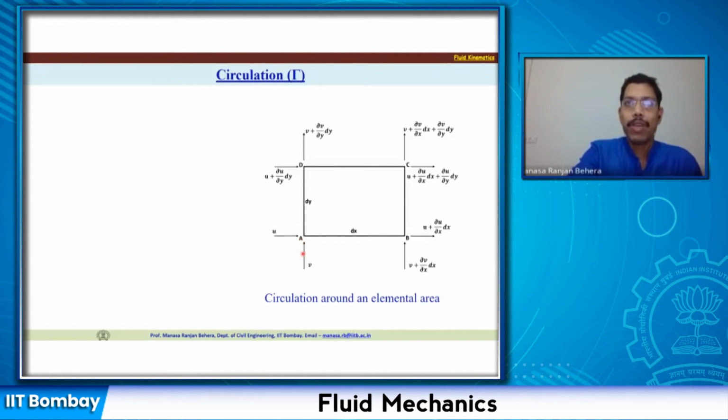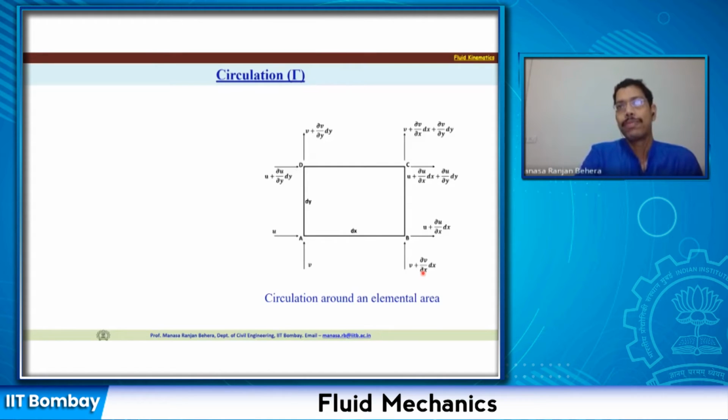Similarly, for the velocity v, when we move to this location, there is a change of velocity v in the x direction. And what is that change? That change is dou v by dou x, the rate of change of velocity v in the x direction, that is dou v by dou x multiplied by dx over a distance of delta x.